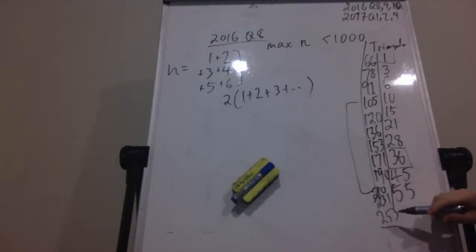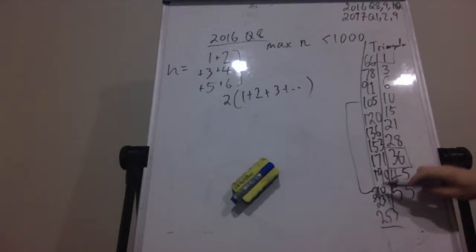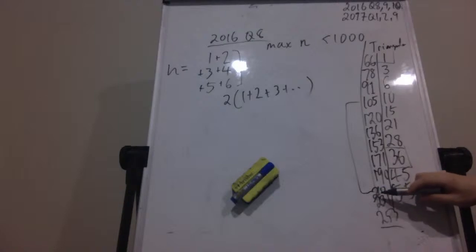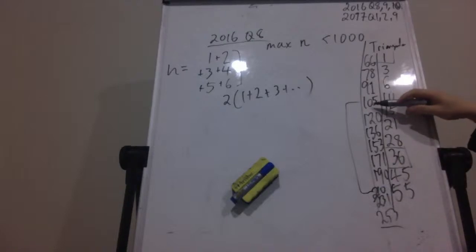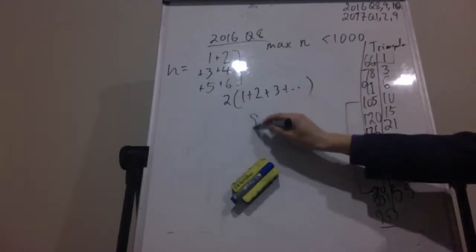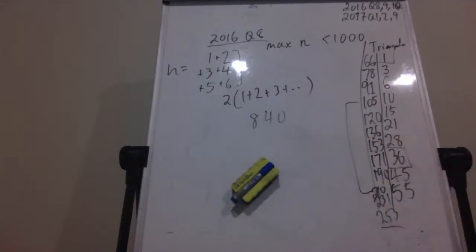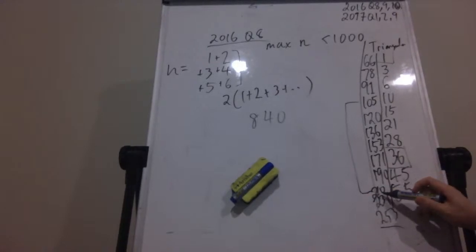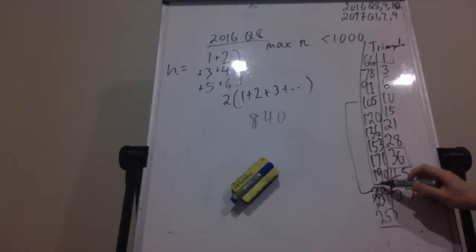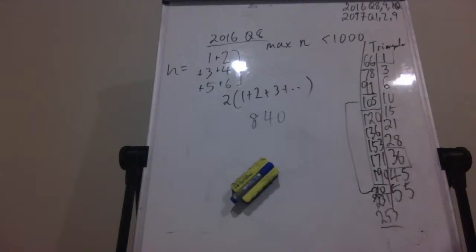So this is really promising already. Let's try it. So 210 and 105. So 840 is a good candidate for the answer. Because if you split it, 420, because 210 is a triangular number, right? And half of it is also a triangular number.